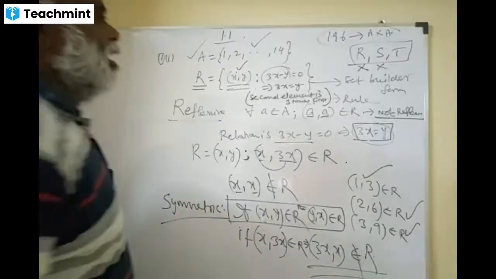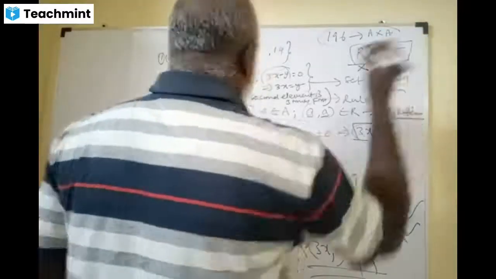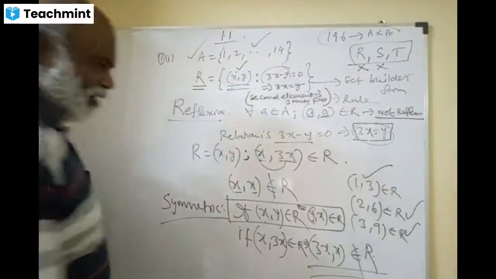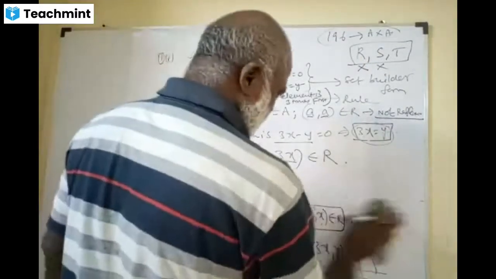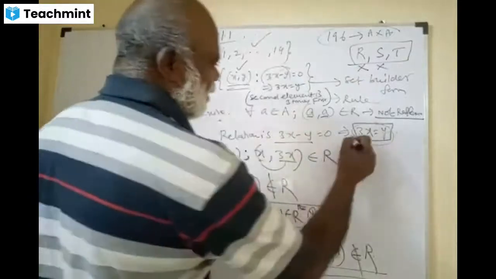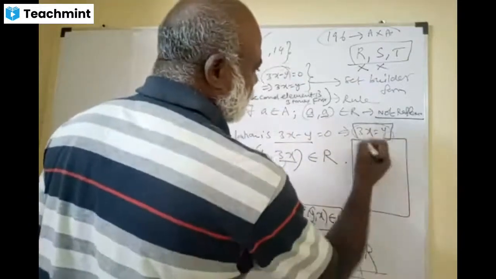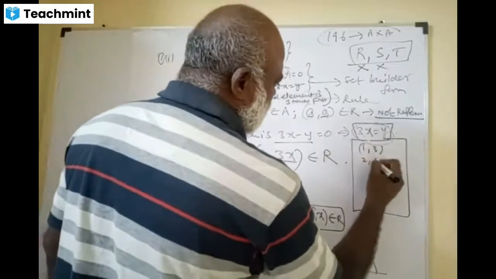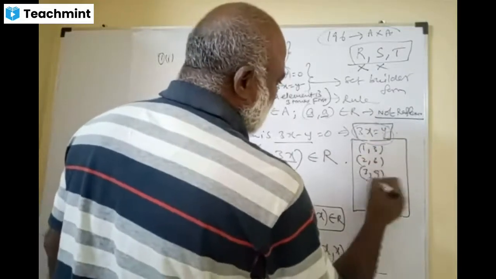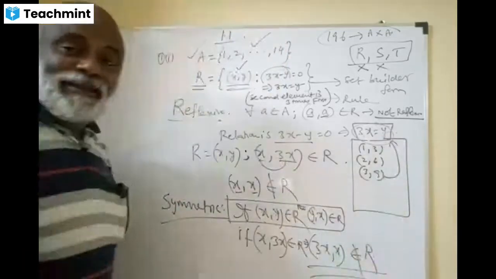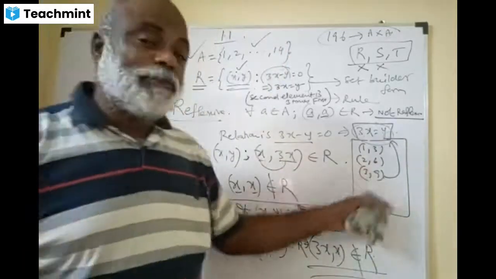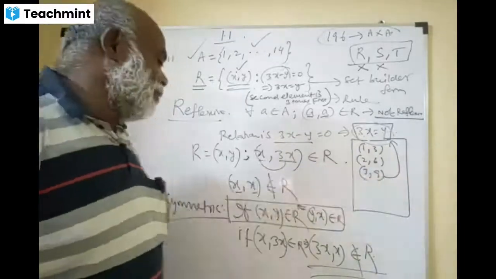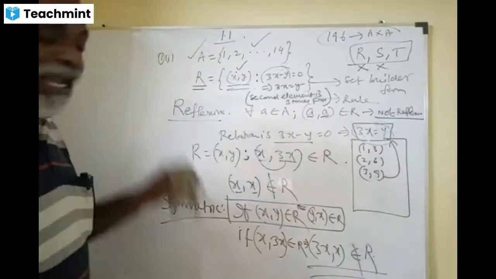Next, the third one, transitive relation. Take a note; these styles will be different, each one will be doing differently. 3x equal to y. Here, 1, 3, 2, 6, 3, 9. These are the ordered pairs which must be there in the relation. The second element is 3 times the first element.